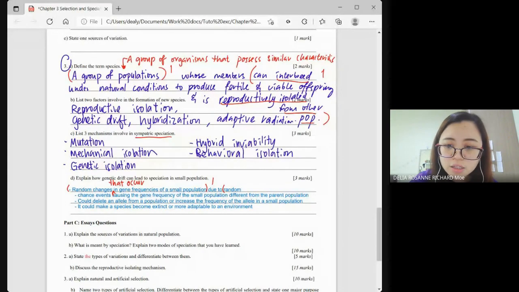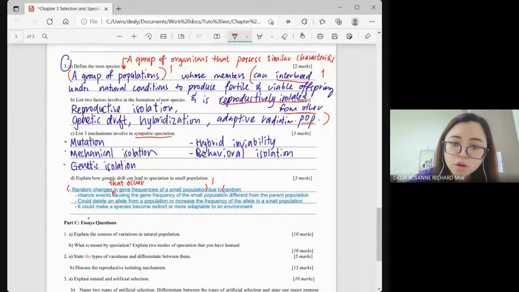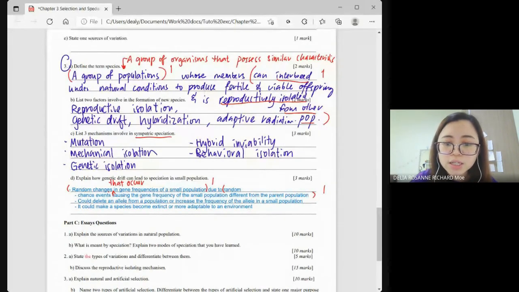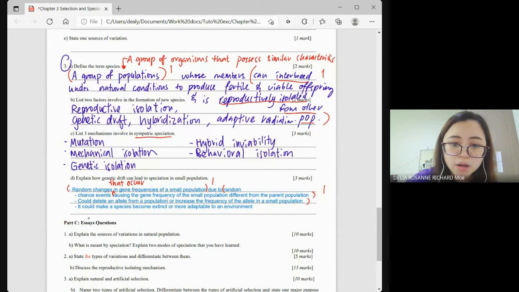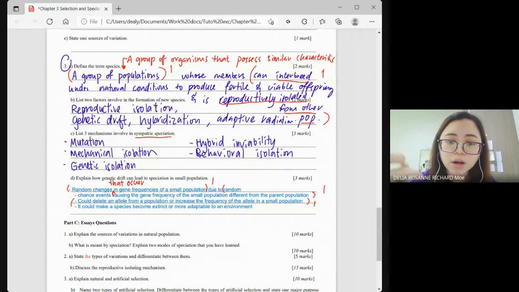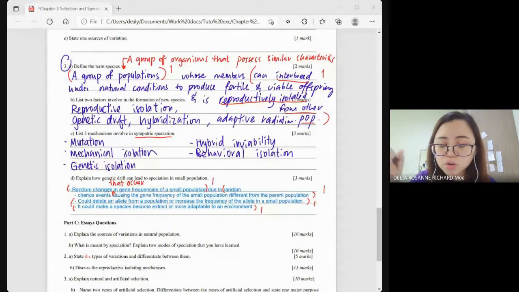Random chance events causing the gene frequency of the small population to be different from parent population is one mark. Could delete an allele from the population or increase frequency of the allele in small population is one mark. Untuk ayat ketiga ini, mungkin juga kamu cakap some alleles are overrepresented and some alleles are underrepresented, also accepted, could be one mark. And could make a species become extinct or more adaptable to an environment is another mark. So any three of these could be three marks.